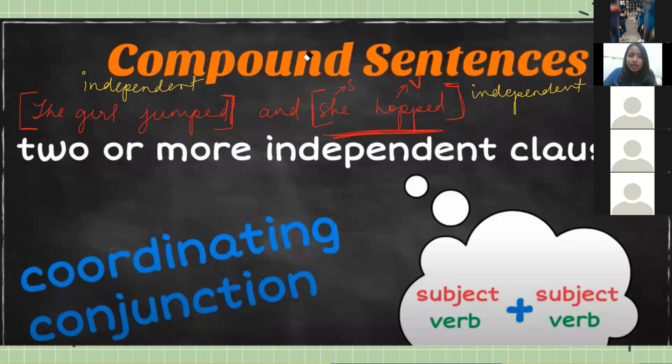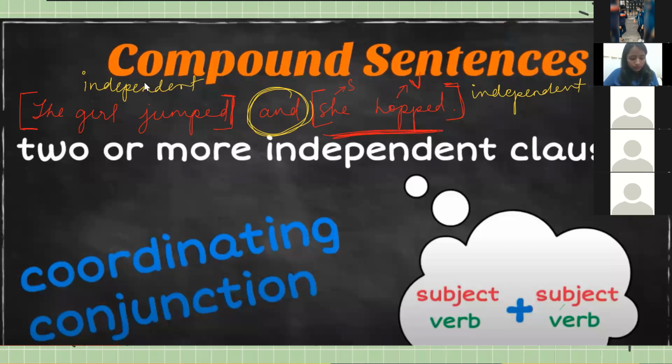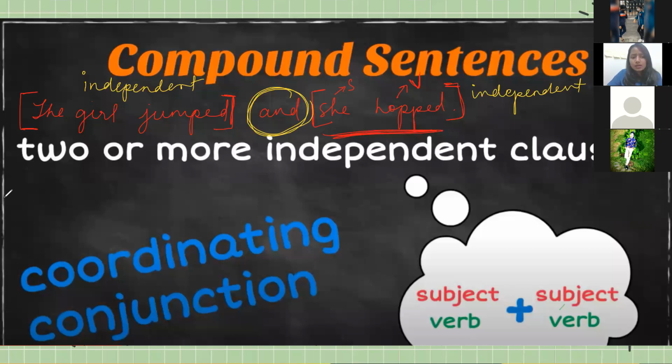So in a compound sentence, there will be two independent clauses and they will be joined by a conjunction. Okay? Do you know what is a conjunction? Can somebody tell me what is a conjunction? Ma'am, that afterward we put that symbol. No. Okay. Conjunctions are words that are used to join two sentences.